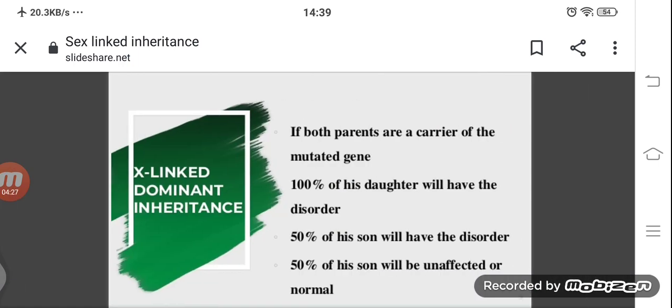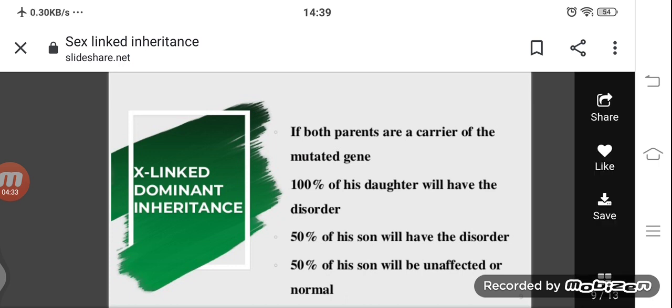In the case of both parents carrying the mutated gene, meaning father and mother are affected with genetic disorders, what happens? 100% of daughters will have the disorder, 50% of sons will have the disorder, and 50% are normal.